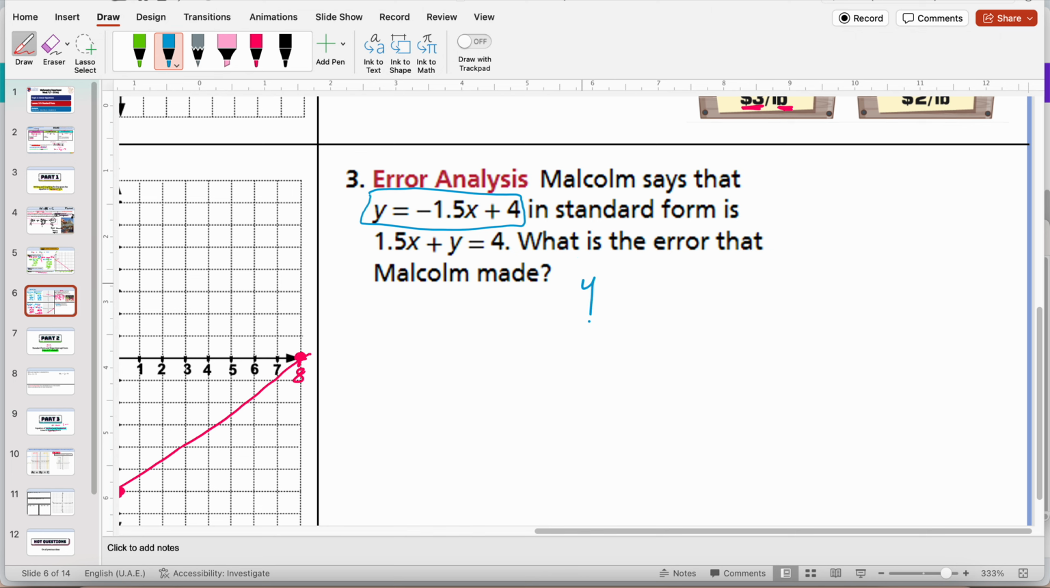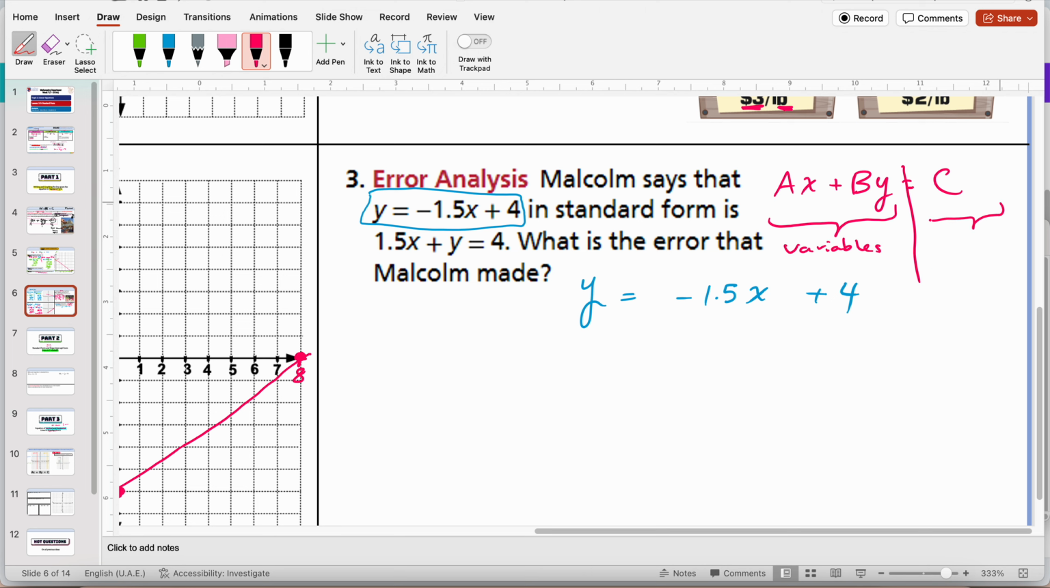So basically the equation was y equals negative 1.5x plus 4. To write it as standard form looks like this: ax plus by equals c. So basically it has all variables together on one side, and it has only a number left on the other side, constant, or a number. Okay, can you see that? But here I have a variable on one side and a variable on the other side. So what should I do? I need to try to remove the x from here and have it on the other side. This is something that we know how to do.